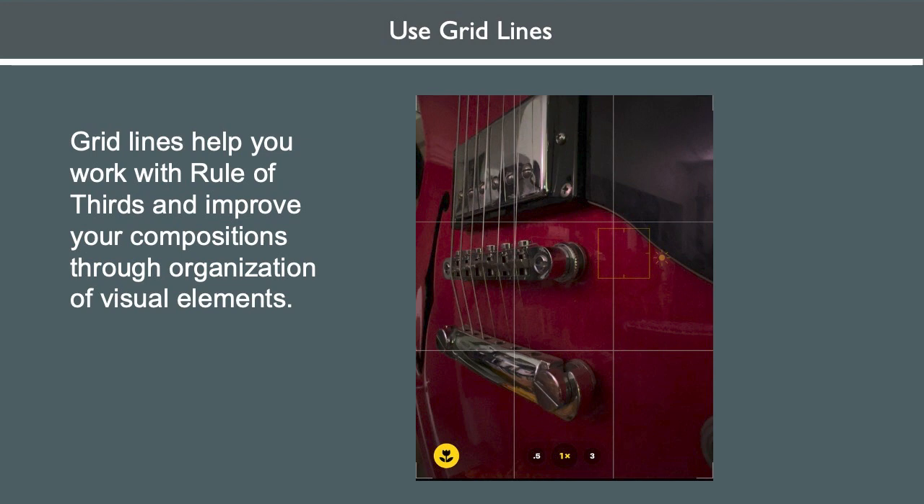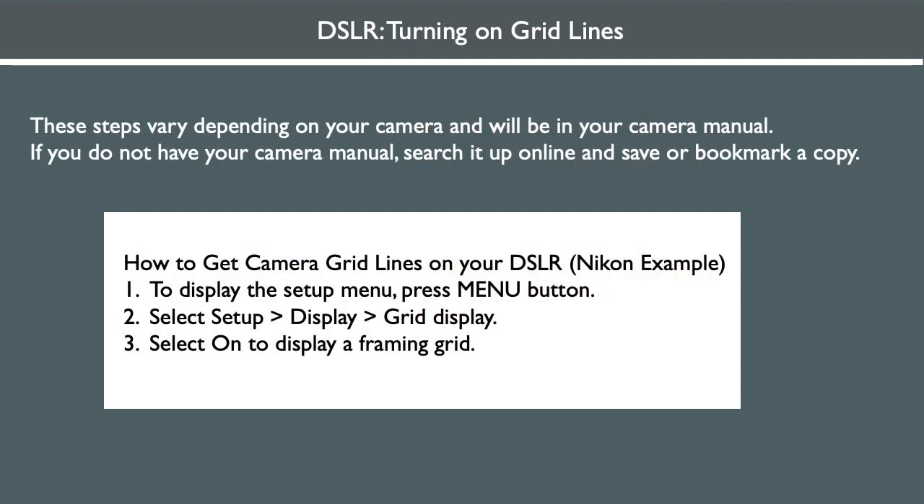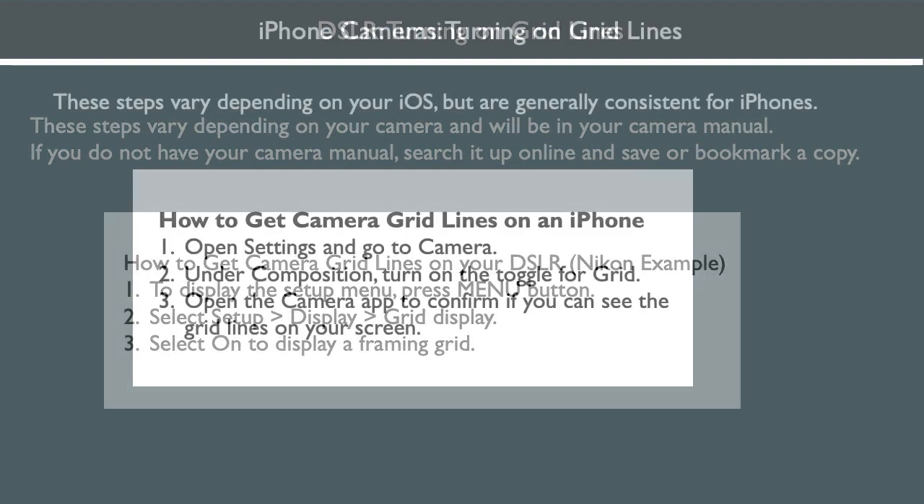Whether or not you're using a DSLR or a smartphone, turn on your grid lines. Grid lines help you work with rule of thirds and improve your compositions. I recommend keeping these on. The steps vary depending on your camera, so consult your manual. If you don't have a camera manual, search it up online. Save or bookmark a copy.